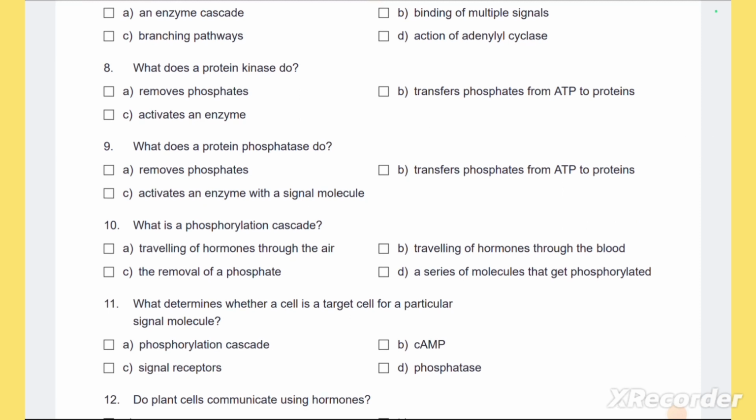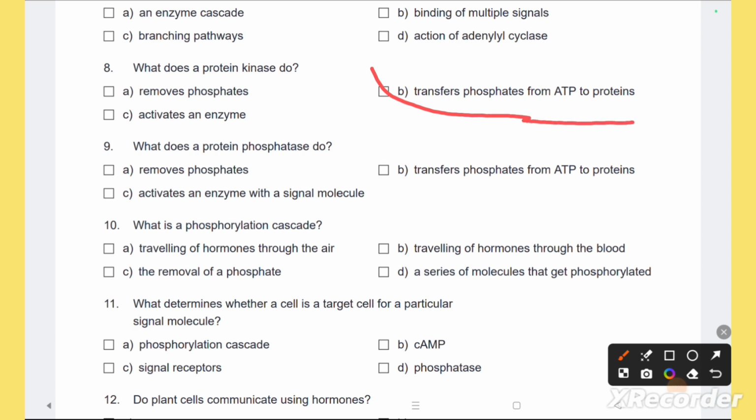What does a protein kinase do? Option A, removes phosphate. Option B, transfers phosphate from ATP to protein. Option C, activates an enzyme. Now, a fourth option is not given here, but the answer is not C, or you can say D. Of course, the answer of question number 8 is transfer of a phosphate group from ATP. So this is the answer.